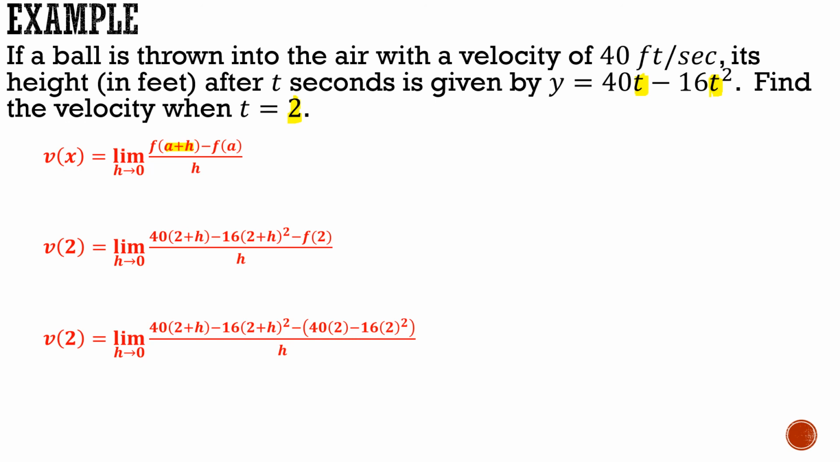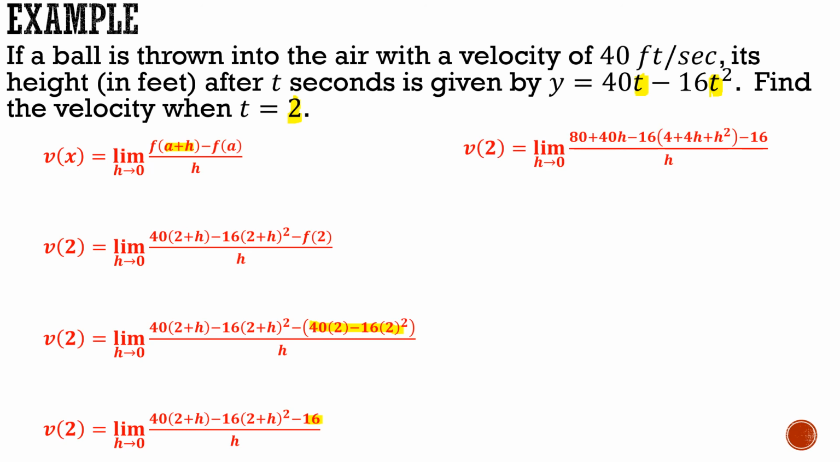Now what I want to do is simplify that numerator as much as possible. So I have 40 times 2 plus h minus 16 times 2 plus h squared. And this piece in my parentheses, I simplified that to my 16. All right, moving along, I keep simplifying my numerator, just doing it in steps. So the first part is I'm going to distribute this 40 into the 2 plus h, and that gives me 80 plus 40h. And then I left the minus 16, but I went ahead and squared the 2 plus h squared, and I got 4 plus 4h plus h squared.